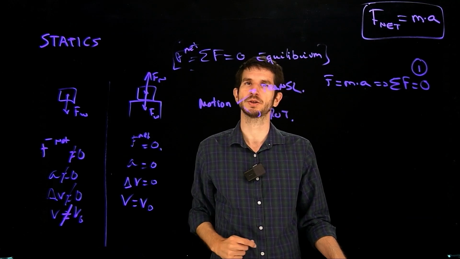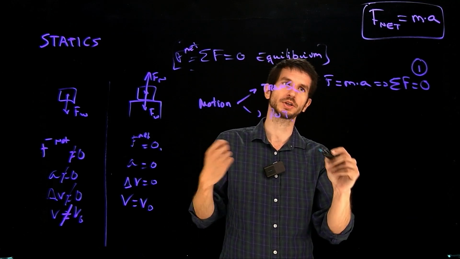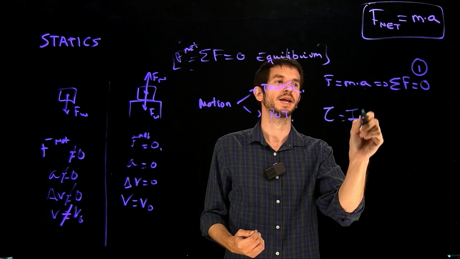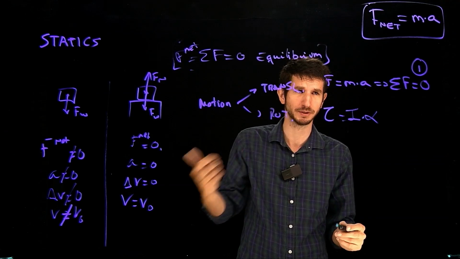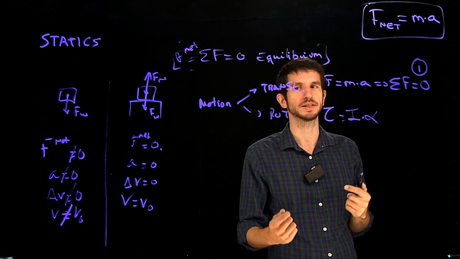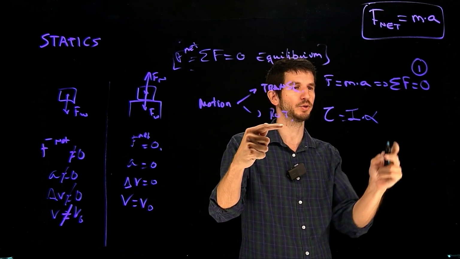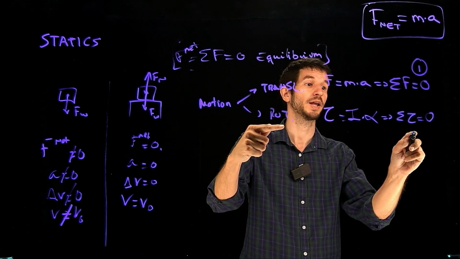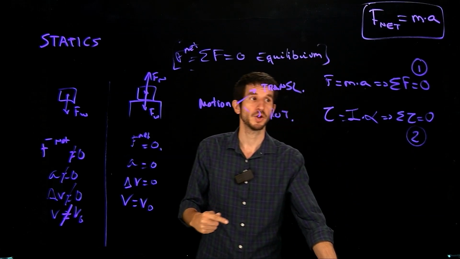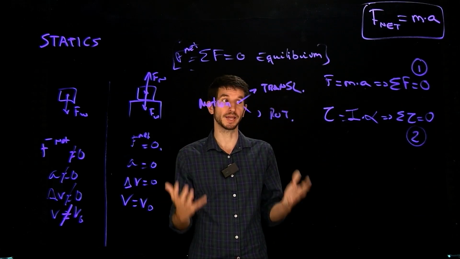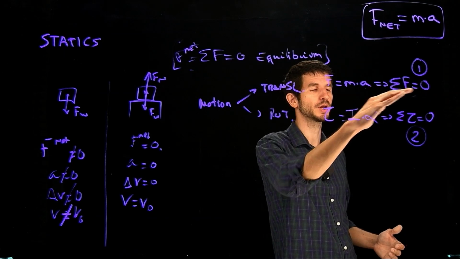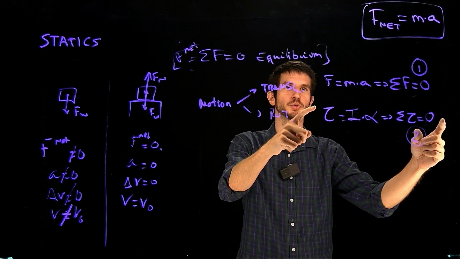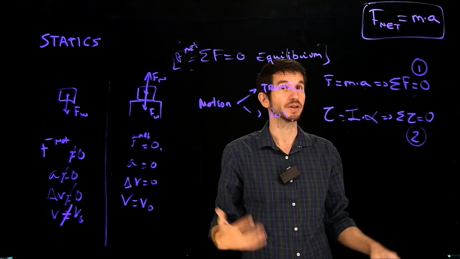But there's also rotation. What is the equivalent of force in rotational motion? Well, that's torque. And the equivalent of inertia, or mass? That's I. And the equivalent of acceleration? Alpha. So if I want rotational equilibrium, I have the same thing we said for force, but for torque. That is the second condition of equilibrium. For an object to be in equilibrium, I need no net force, but also no net torque. Most of the examples we're going to observe are about having no net torque.